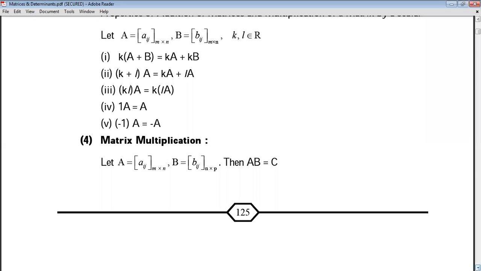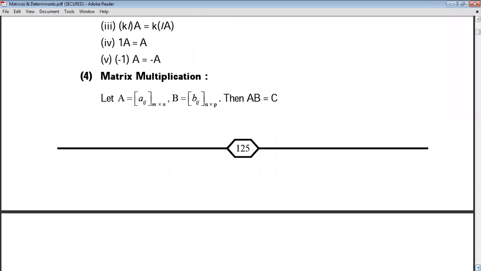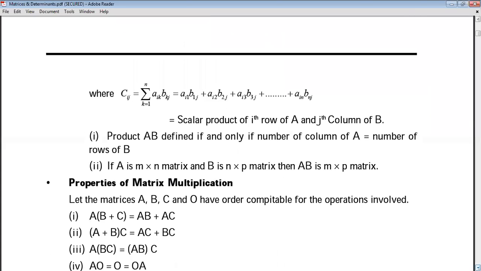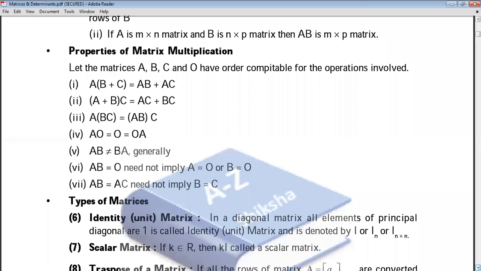When will I have the next class? Day after tomorrow, na? So day after tomorrow, I will discuss this part, that is matrix multiplication. For today, we will just discuss the addition, subtraction, and scalar multiplication. It's a very important part of matrix.